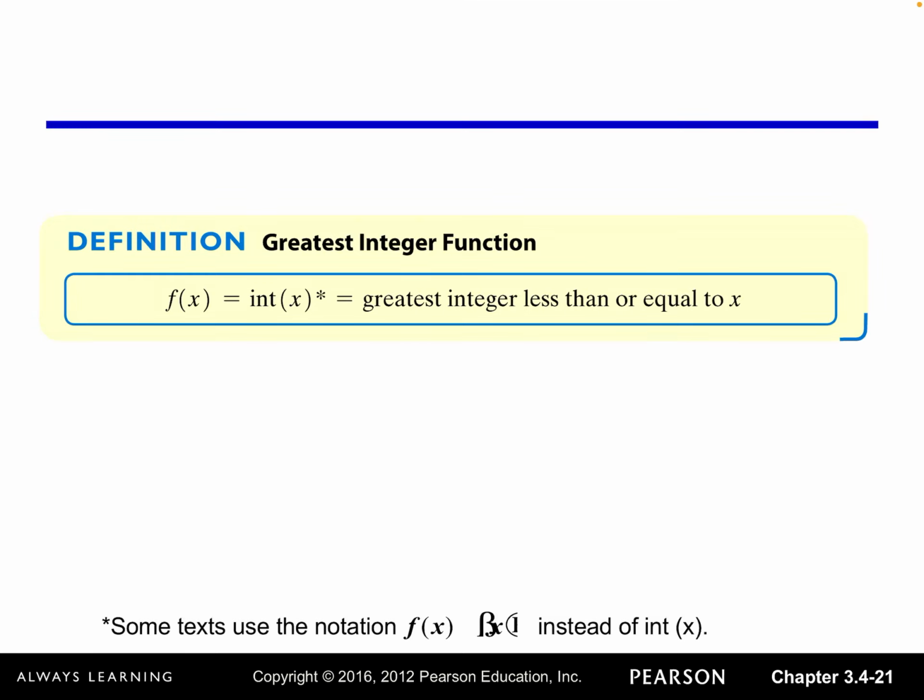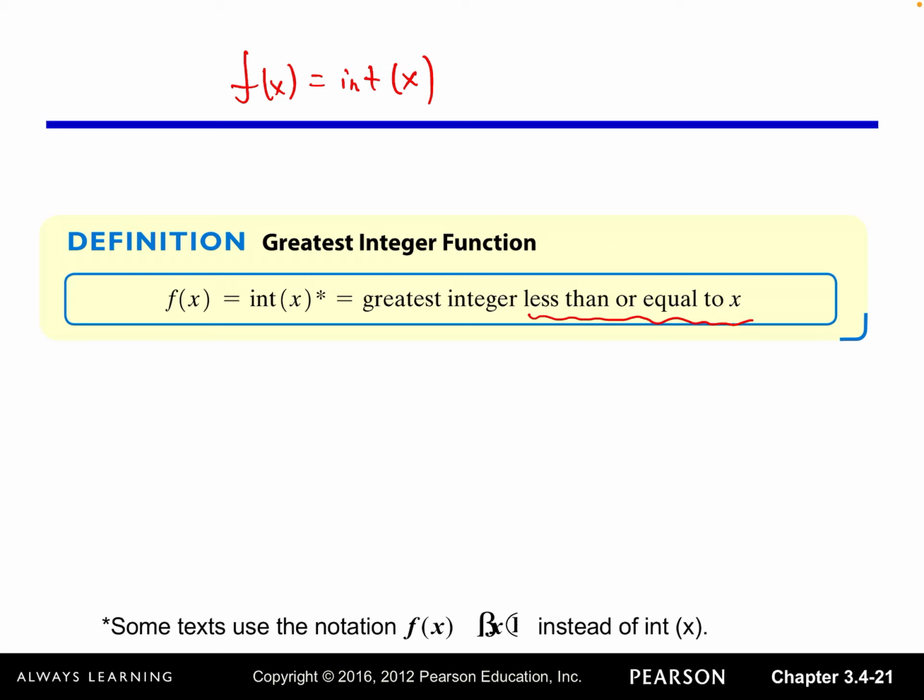All right, next we would like to introduce another function. It's called the greatest integer function. The syntax or standard form of the function is written as f of x equals int of x. Int is the abbreviation of greatest integer function. And what does this function return? It returns the greatest integer less than or equal to x.